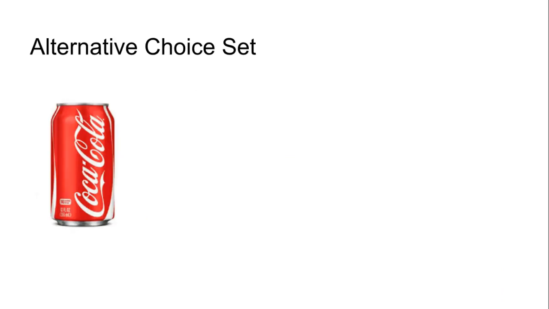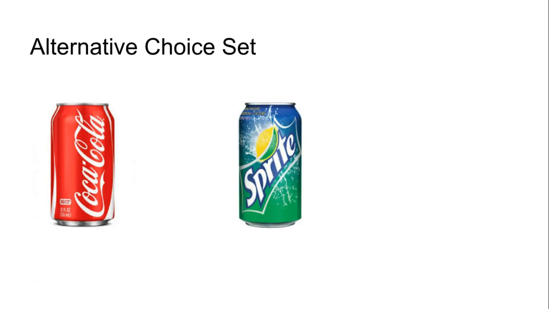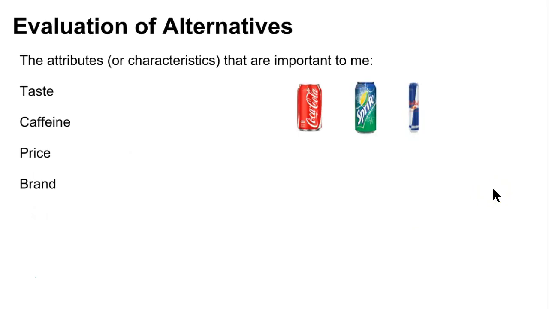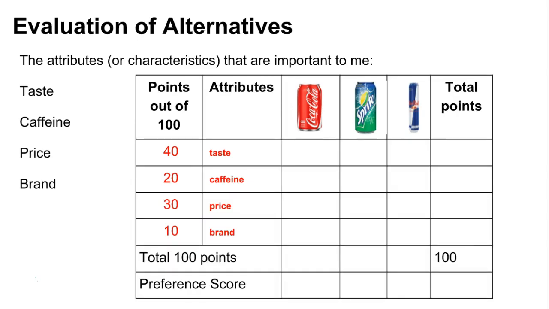Now I have to decide on my alternative choice set. I'm thinking I'm going to get either a Coca-Cola or a Sprite or a Red Bull. So I narrow down my choices to these 3 products. Now I want to think about what attributes in these products are important to me. For me, it's taste, caffeine, price, and brand. So here I put these in my table as my attributes. You might have 5, that's fine. You can have 4 or 5.